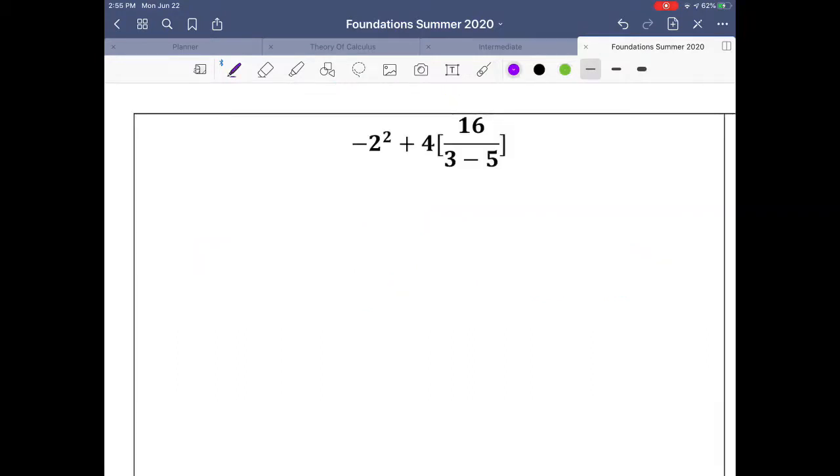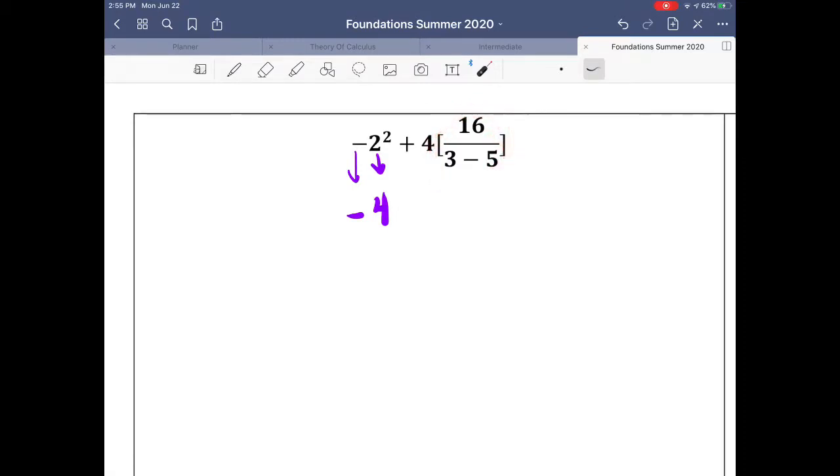This is really neat. I like this problem because I want you to focus on this for a second. This says negative 2 squared, and it does matter that there's no parentheses. This is saying that I'm squaring the 2 and then making it negative. It does matter. So let's focus on that. I'm squaring the 2 and then making it negative. Okay? And then this little bracket is just another form of a parentheses. It's just a different parentheses.